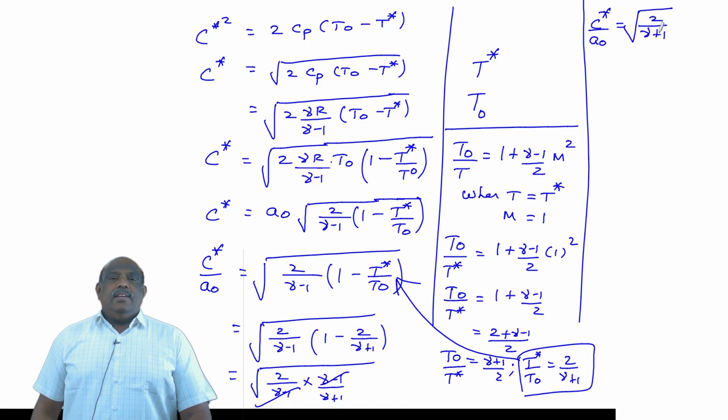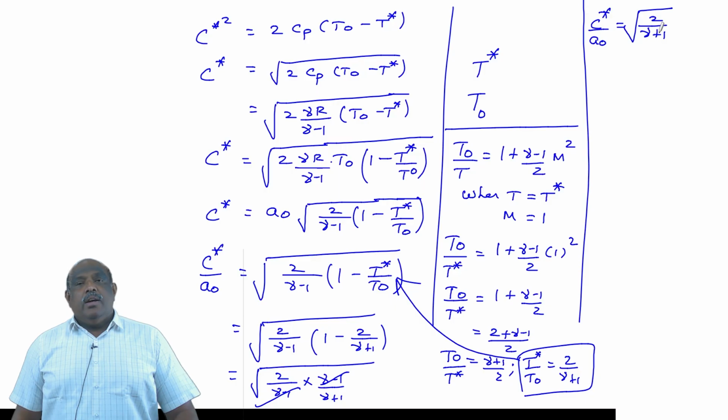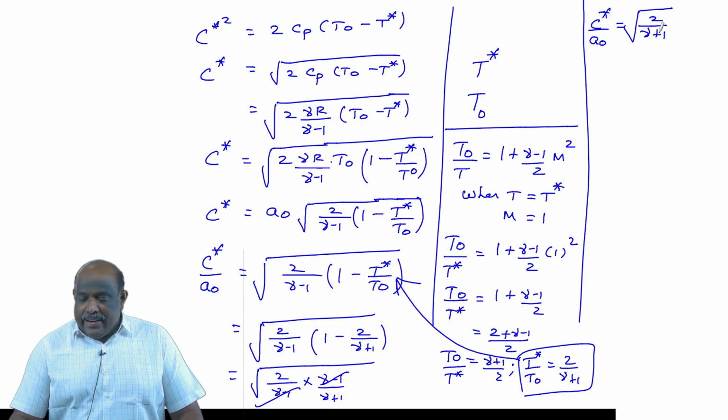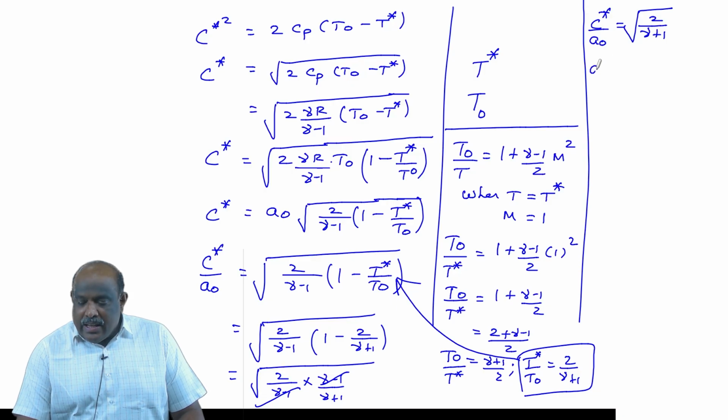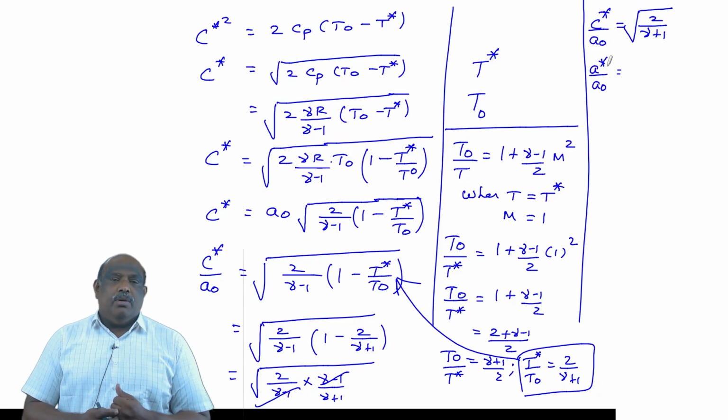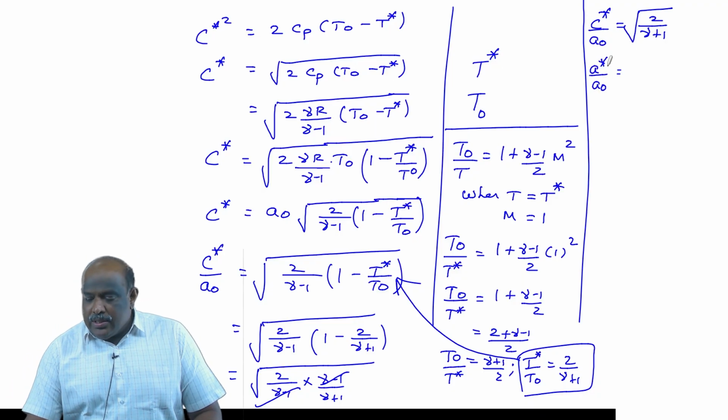I will repeat once again. C star by A naught equal to what? Square root of 2 by gamma plus 1. Also, I can write this as A star by A naught. You will agree with me. Why? Because we know that C star equal to A star, both will be same. So instead of C star, I put A star by A naught equal to square root of 2 by gamma plus 1.